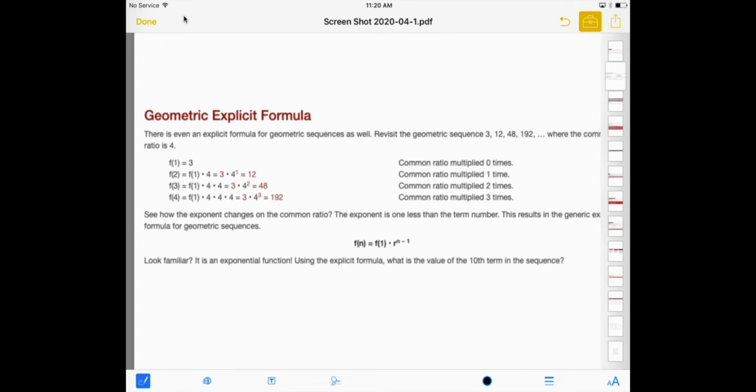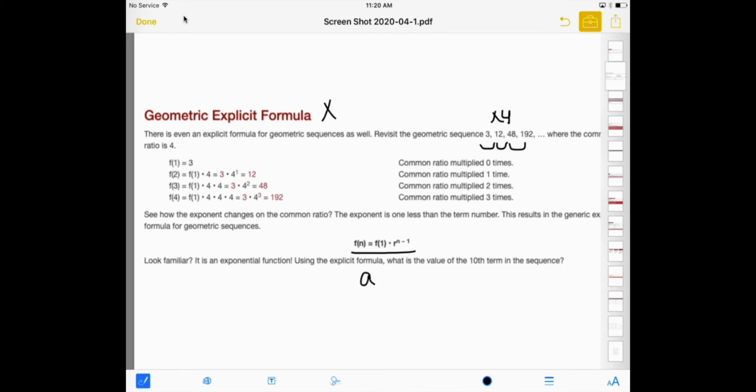Alrighty, and here we are looking at the geometric explicit formula. So same kind of thing, you might remember seeing it from how we did it in class, where we have, in this case, the sequence 3, 12, 48, then 192, and it looks like it's going to be times 4. So geometric is definitely always multiplication, and we want to make sure we check that all the way through.